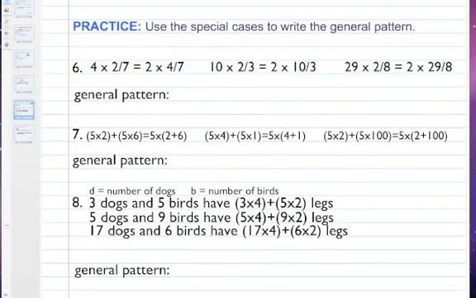Now it's your chance to try. You don't need to copy down the special cases. We want you to just write the general pattern. Remember to use the 2 steps. First, find what's the same in all 3 cases. Then replace your blanks with variables and know you're using 2 variables. Then press play when you're ready to check your work.